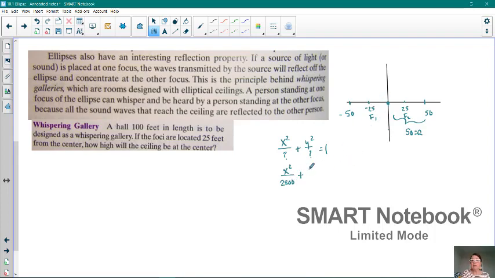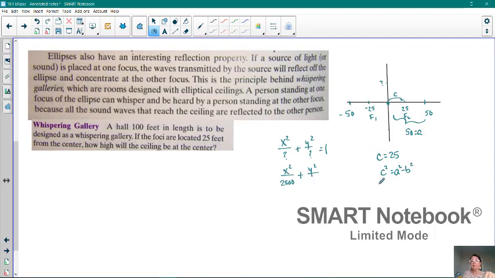Now, for y squared, or its denominator, that's kind of what I'm trying to find out, isn't it? How high does the center of the ceiling need to be? Well, once I know the denominator of y, I'll be able to figure this out. It's related to the foci again. From the center to a focus is a distance of c. So c is 25. Remember our relationship: c squared is equal to a squared minus b squared.